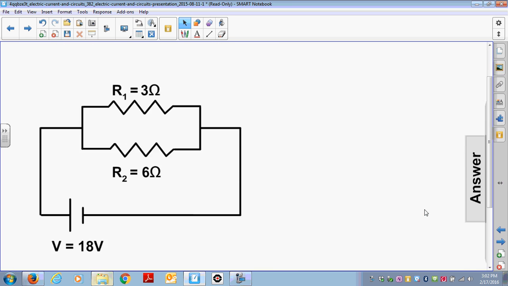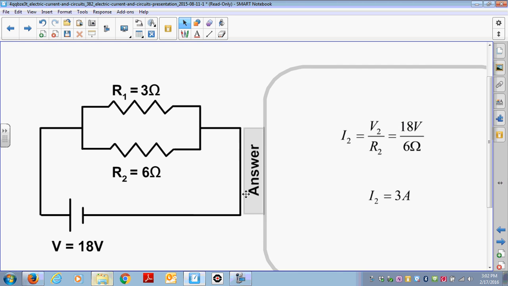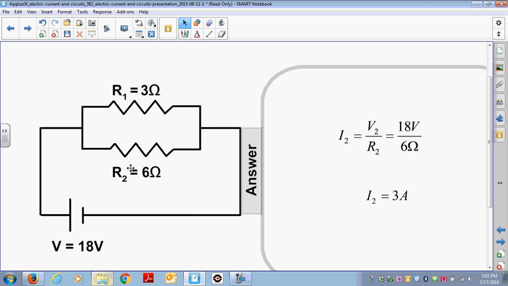What's the current through R2? That's right, you're going to do the same thing. You're going to take 18, though, and divide it by 6, not 3, and that gives you 3 amps.